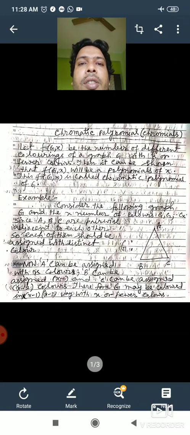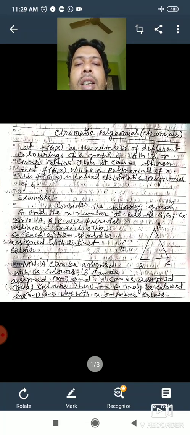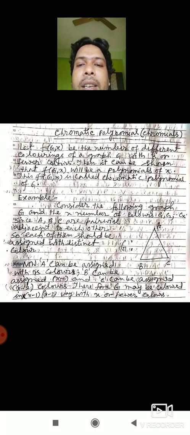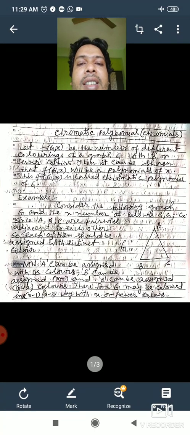Good morning, everybody. Today we start graph coloring and its subtopic chromatic polynomial, also known as chromial. Let f(G, x) be the number of different colorings of a graph G with x or fewer colors. Then it can be shown that f(G, x) will be a polynomial of x. This f(G, x) is called the chromatic polynomial of G.